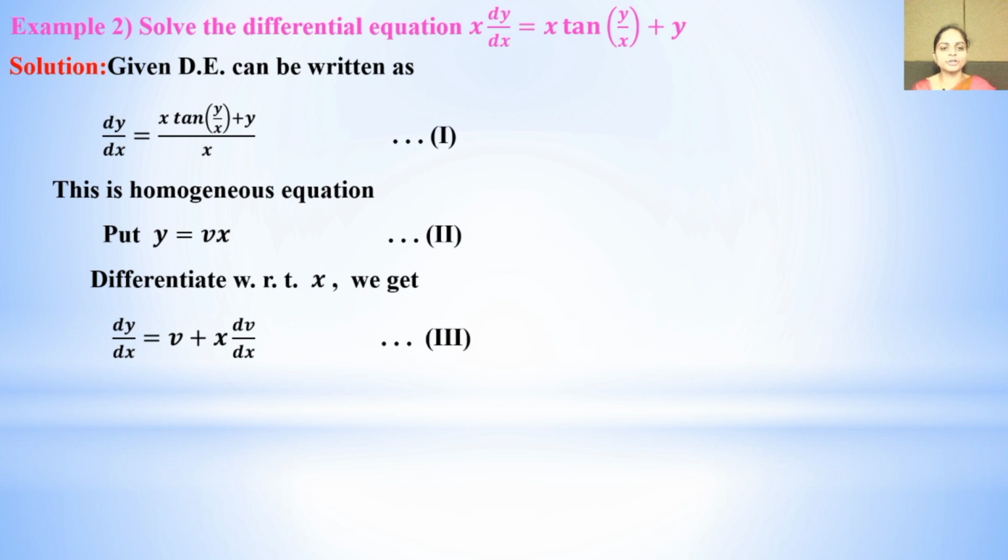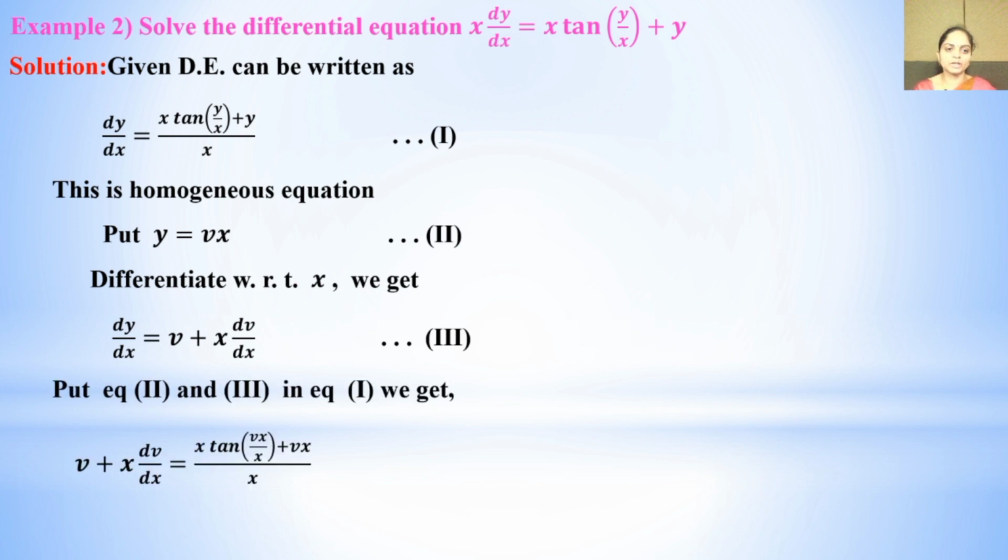in the RHS we use the product rule. So v as it is, derivative of x is 1, plus x as it is, derivative of v is dv by dx. That is dy by dx equal to v plus x into dv by dx, which is our equation number 3. Now we put equation 2 and equation 3 in equation 1.